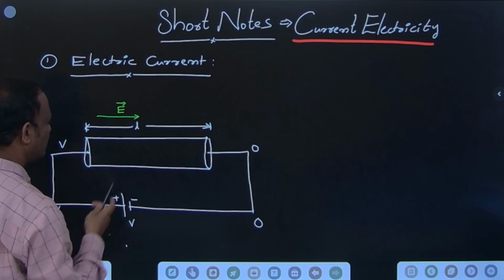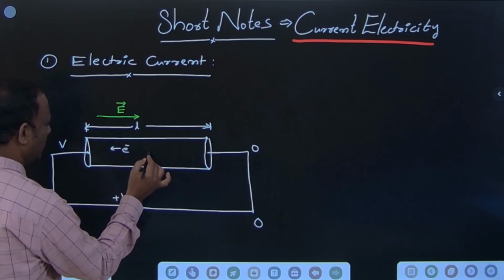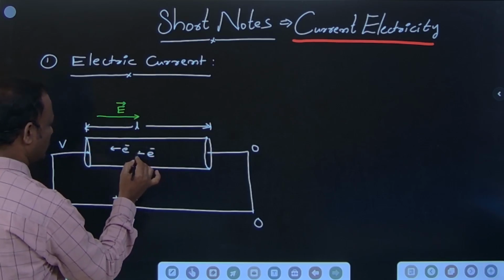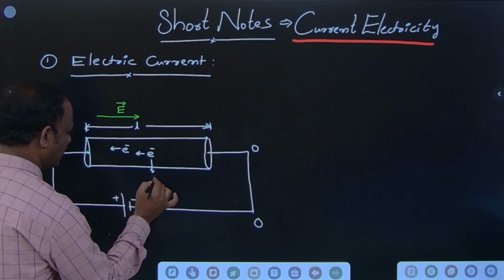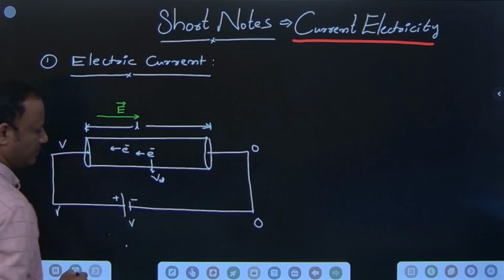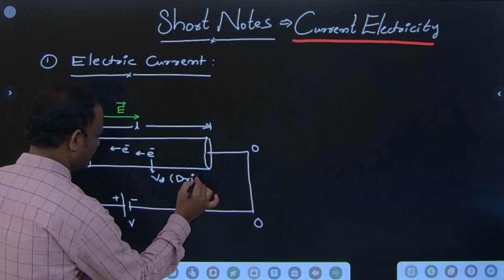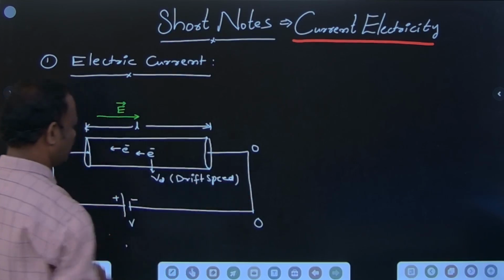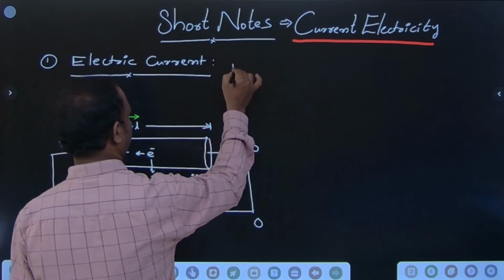Electrons tend to move in the direction opposite to the electric field. So like this. This causes what is called drift speed.